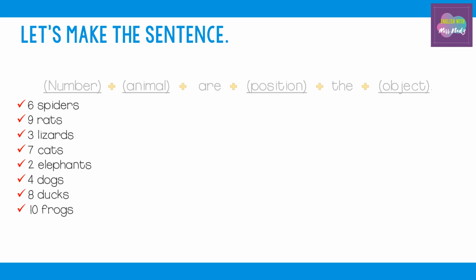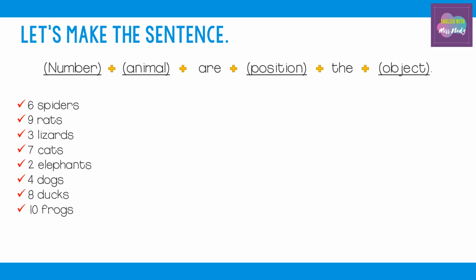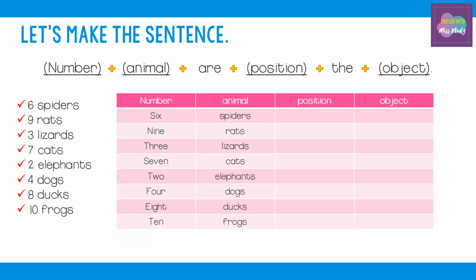First, you put the number followed by the animals. Then the word are, because the animals are more than one. Then you put the position in, on, or under. And then the word the. And lastly, the name of the object or the place where the animals are situated. It's easier to put it in a table like this.